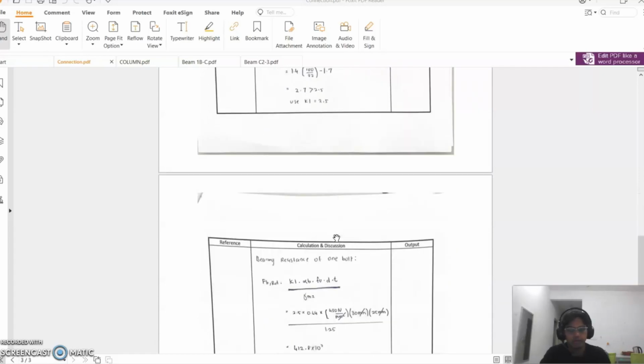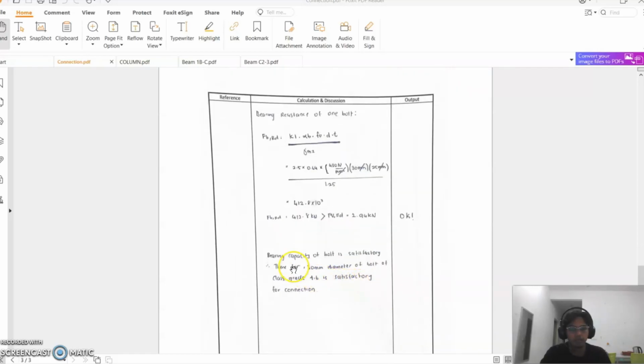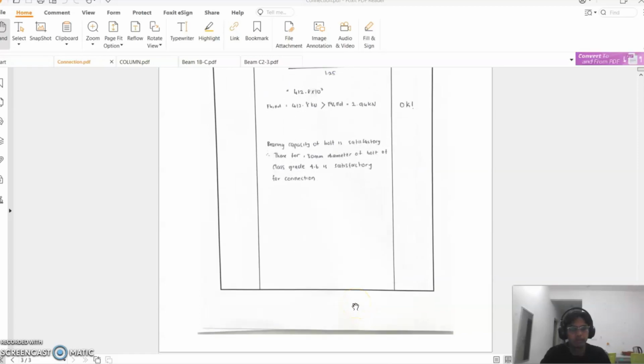For the bearing resistance of one bolt, the value is 412.8, which is bigger than 2.94. So this is okay. Bearing capacity of bolt is satisfactory. Therefore, a 30 mm diameter bolt of class grade 4.9 is satisfactory for the connection. That's all for me.